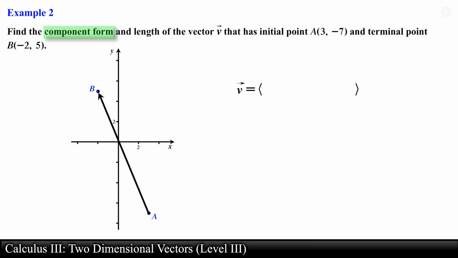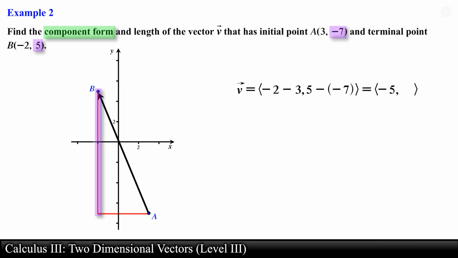Let's first find the component form of the vector. In order to accomplish this, we need to find the x and y components of the vector. We can find the x component of the vector by simply taking the x coordinate of the terminal point and subtracting the x coordinate of the initial point. Doing that, we obtain -5 for the x component. In the same manner, we take the y coordinate of the terminal point and subtract the y coordinate of the initial point.